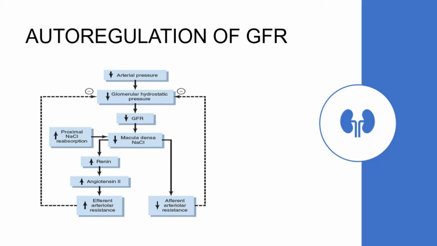Normally, due to the high GFR, a significant amount of sodium chloride is being filtered and is delivered to the distal convoluted tubule where the macula densa cells are seen. But in this case, because of the decreased GFR, very small amounts of NaCl are filtered, and almost all of this filtered NaCl is being reabsorbed within the proximal convoluted tubule itself. Hence, there is a decreased delivery of sodium chloride to the cells of the macula densa.